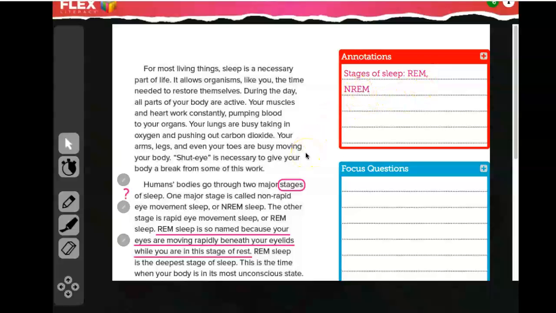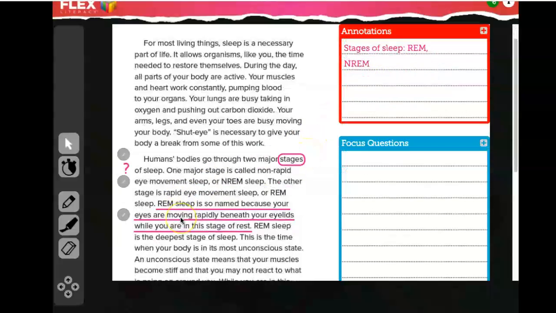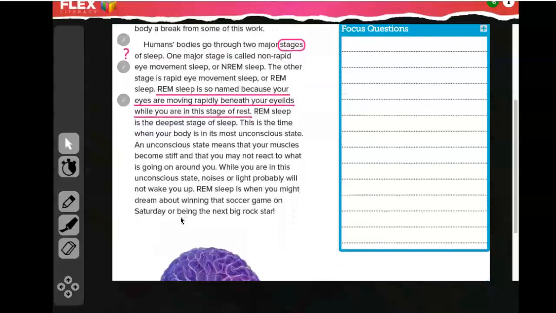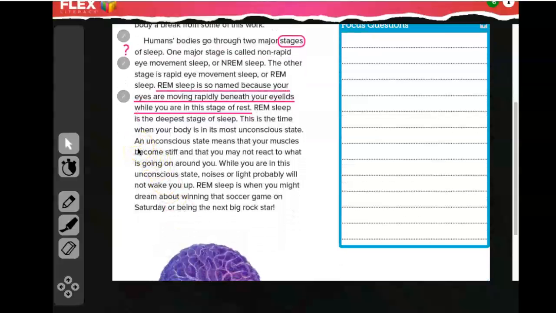Just a quick note, notice it's not a complete sentence like our focus questions answers would be, because annotations are just our notes to ourselves. Notes do not have to be written in complete sentences or really with any kind of rules. They just have to be clear to you when you go back and reread your notes.